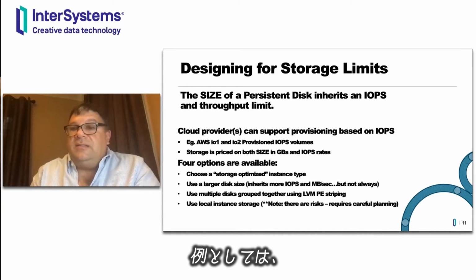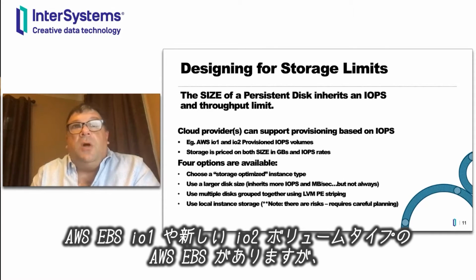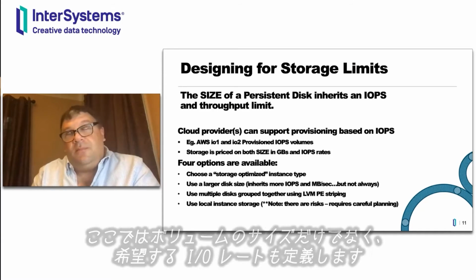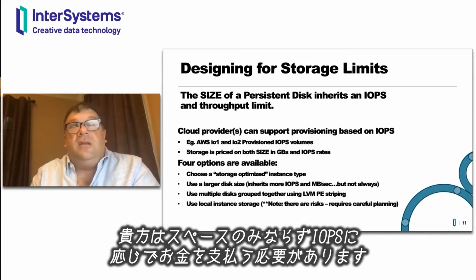rate. Examples, again, are AWS EBS IO1 and the new IO2 volume types, where you define not only the size of the volume, but the desired I/O rates. And the meter's running on those in that you then pay for not only just the space, but also the IOPS that you want to provision.